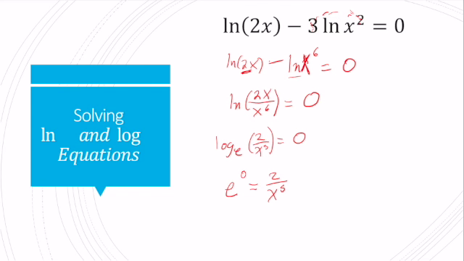I'm converting it from a logarithm to an exponential. Well, e to the 0, any number to the 0 is just 1. So I have 1 equals 2 over x to the 5th. If I multiply both sides by x to the 5th, I get x to the 5th equals 2. If I take the 5th root of both sides to get rid of the exponent, I have x equals the 5th root of 2.